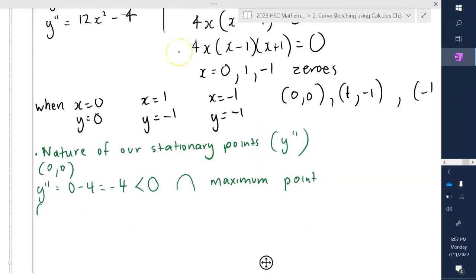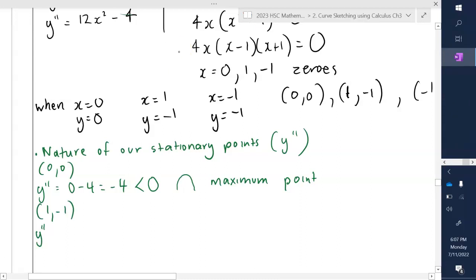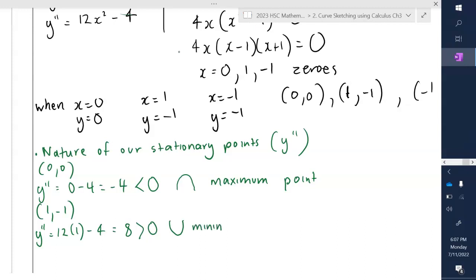Okay, let's find our next one. Our next point is 1, -1. When we pop our value for x, which is x equals 1, into the second derivative up here, we're going to get 12 times 1 minus 4, which is 12 minus 4, which is 8. And that is positive, so it's going to go the other way. We're going to have a minimum point there.